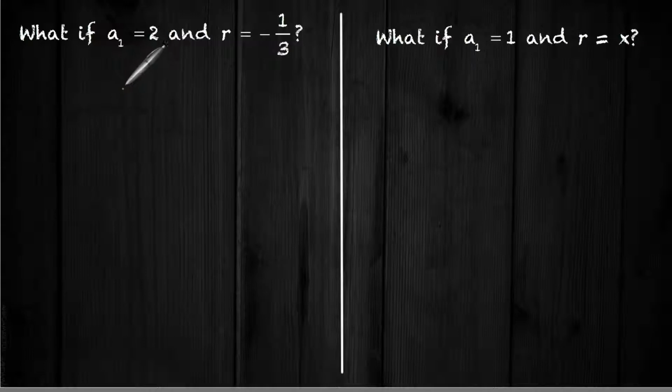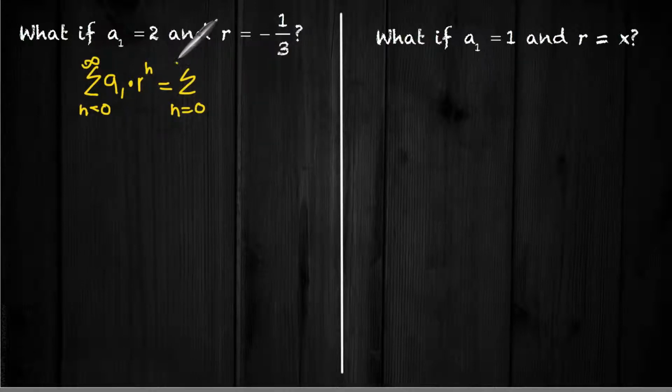Well, we learned before that any geometric series we should be able to write as the summation from n equals 0 to infinity of a1 times r to the n. And so for our series, we would write this as the summation from 0 to infinity, a1 is 2, and our r is negative 1/3, to the n power. Let's check and see if that works.